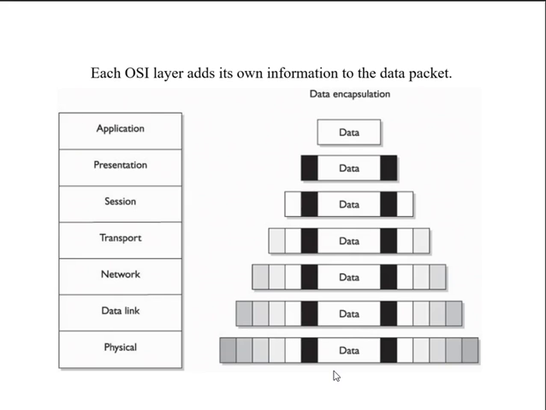So the easy way to remember it, hopefully I kept your attention for a little bit, is a mnemonic. From layer 1 up to layer 7: Please Do Not Throw Sausage Pizza Away. Please Do Not Throw Sausage Pizza Away.